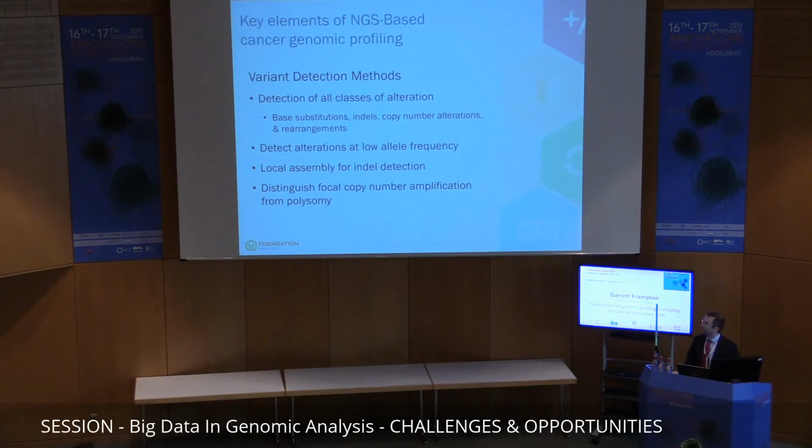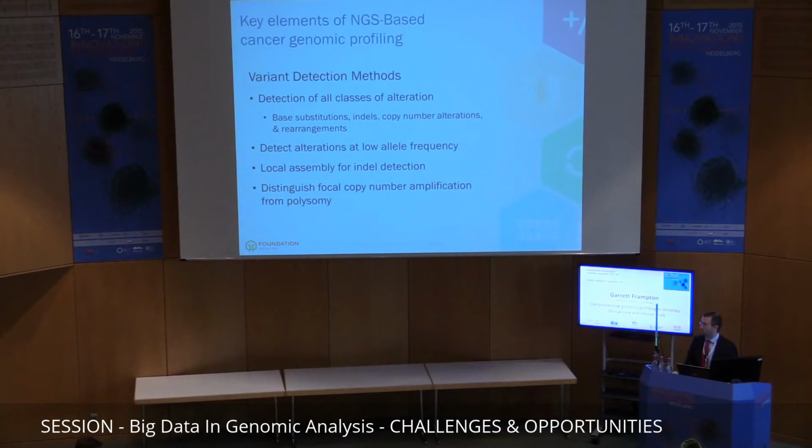Another aspect of doing this properly is having appropriate variant detection methods. That means detecting all of the relevant classes of alteration, being able to detect alterations that are present at very low allelic fraction. We use local assembly for indel detection. I think that's the optimal approach for identifying short insertions and deletions that are present in cancer genomes.